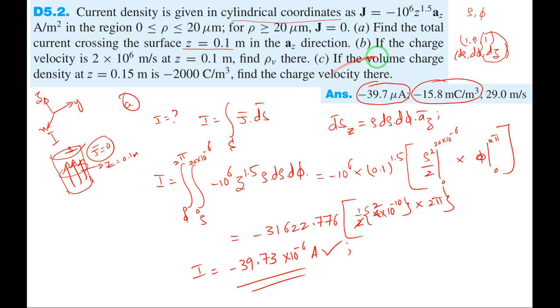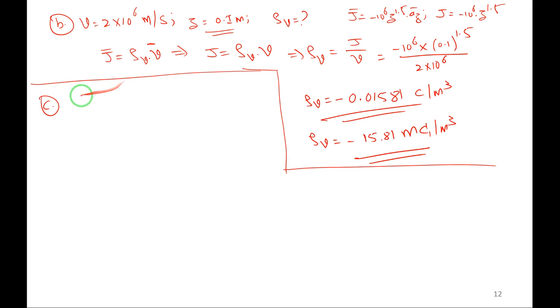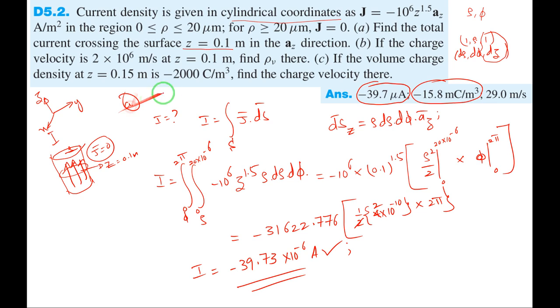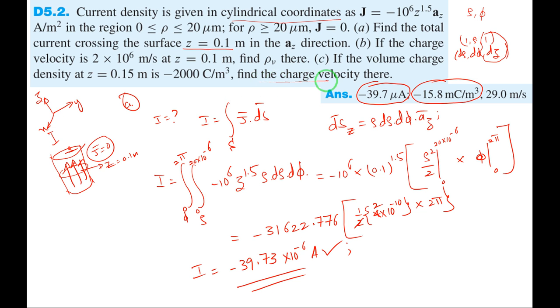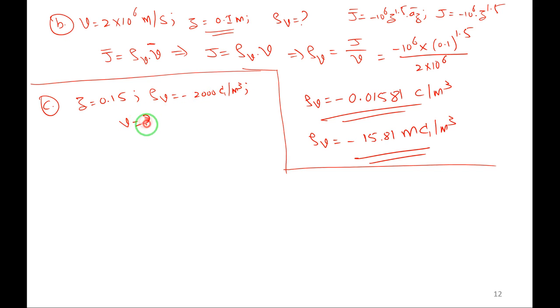Part C will take up. If the volume charge density at Z is how much? Here Z is different, 0.15 they are given. Then rho V is given minus 2000 coulomb per meter cube. Minus 2000 coulomb per meter cube. Then find the charge velocity. It is asked to find out V. We will use the same relationship, this one.